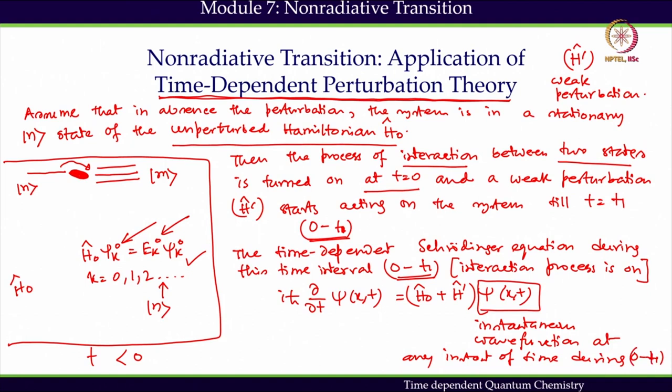So, during this time when the interaction process is on, during that time only I need to find out the wave function. And how do I get the wave function? From this time dependent Schrödinger equation. And as we know, this particular wave function, the time dependent Schrödinger wave function, can be expressed in terms of its available stationary states.